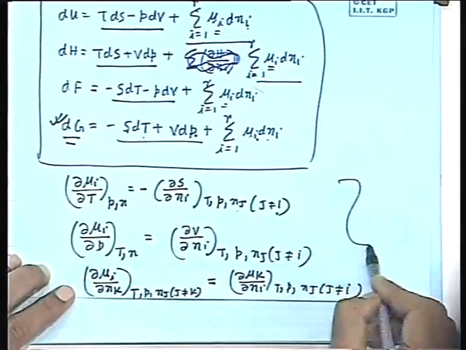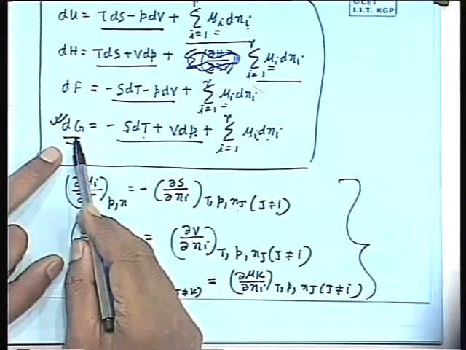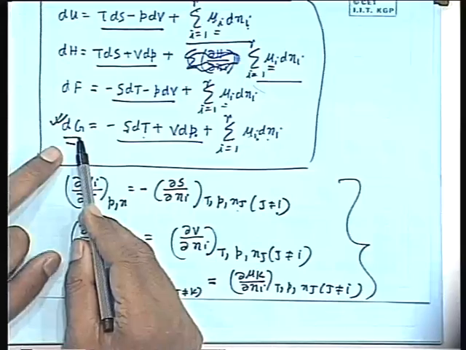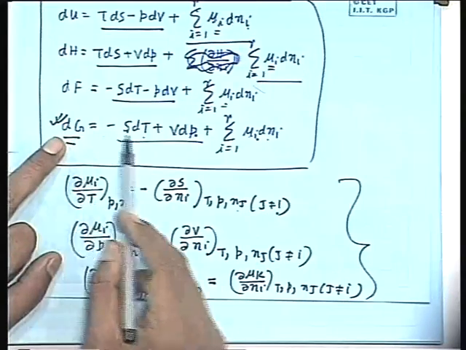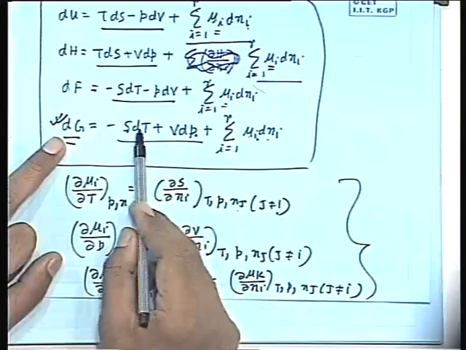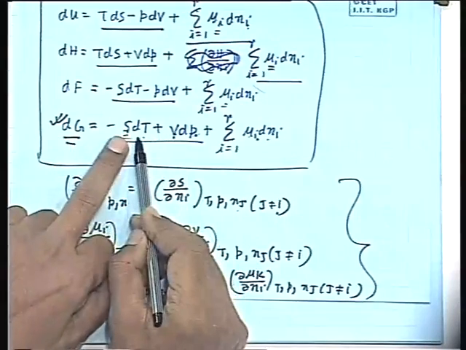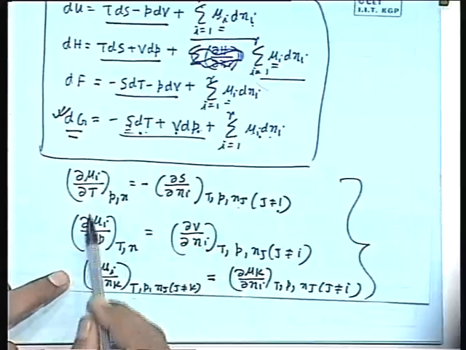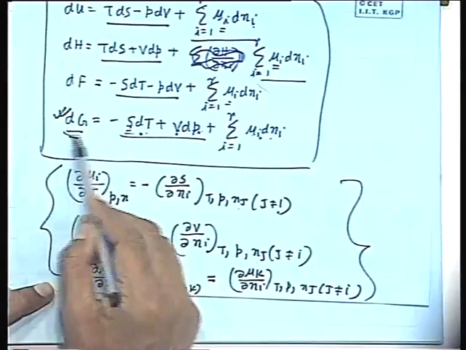That means these are the thermodynamic relations which are found by exploiting the property of the exact differentials of G. G is an exact differential. That means the coefficients of the differential quantities dT, dP are cross differentiated partially and can be equated like this. So this comes from this.